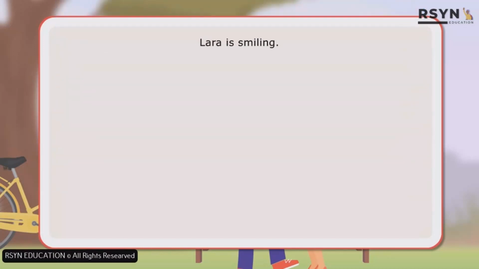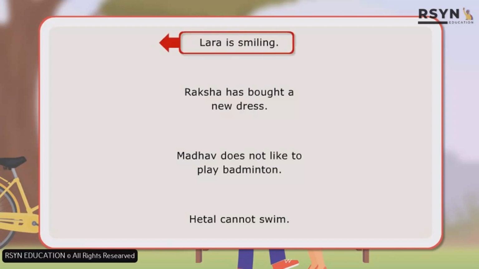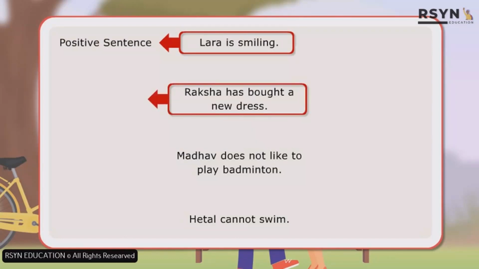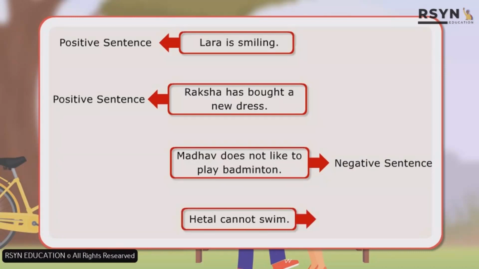Lara is smiling. Raksha has bought a new dress. Madhav does not like to play badminton. Hetal cannot swim. The first sentence affirms that Lara is smiling and so is a positive sentence. The next sentence also affirms that Raksha has bought a new dress and so is a positive sentence. The third sentence uses does not to tell us something negative. It is a negative sentence. The last sentence is also negative since it expresses something negative by using cannot.